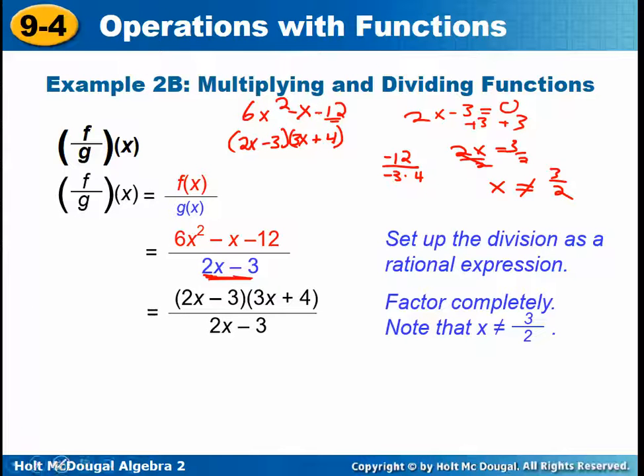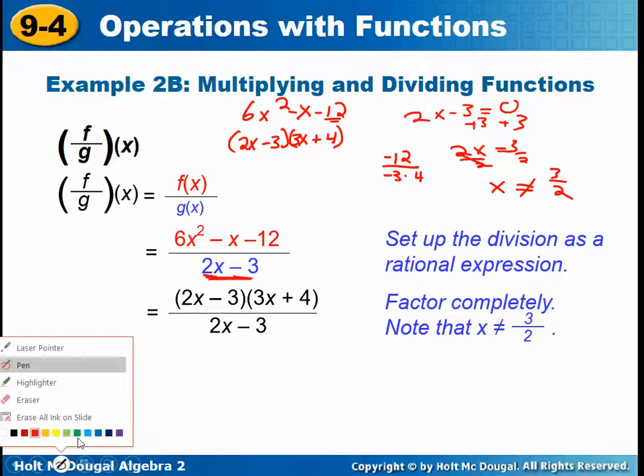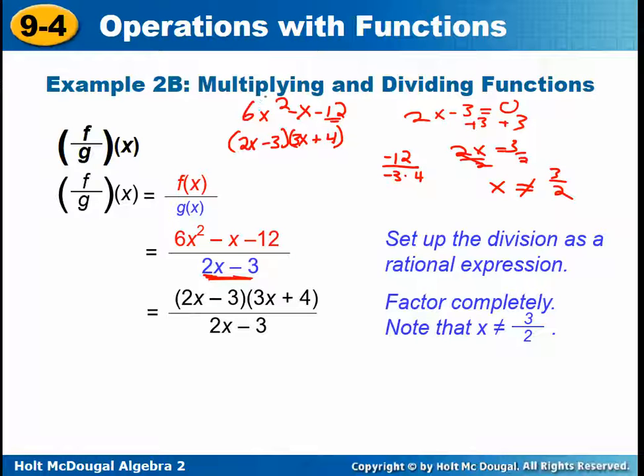Let's FOIL this back and see if it works before I go any farther. If it doesn't work, then I have to start over. All right, so FOIL is first times first. That would be 2x times 3x is 6x squared. Then I take the outer times the outer. 2x times 4 would be 8x. Then the inner times the inner. That would be negative 9x. Then the last term times the last term is negative 12.